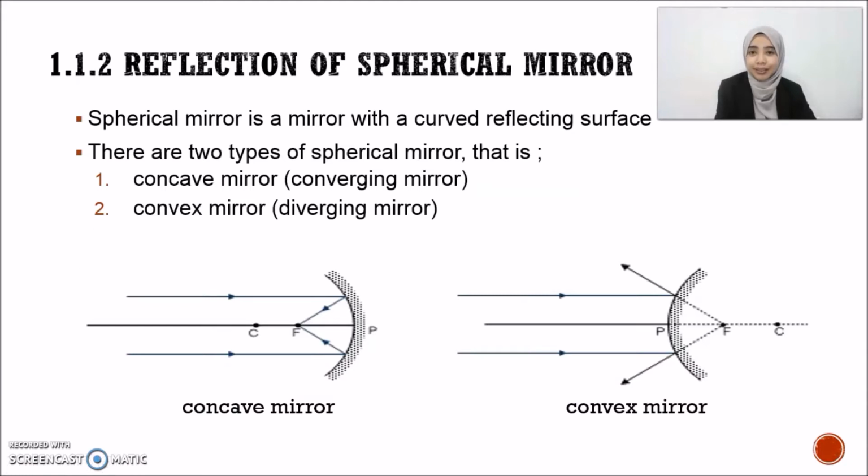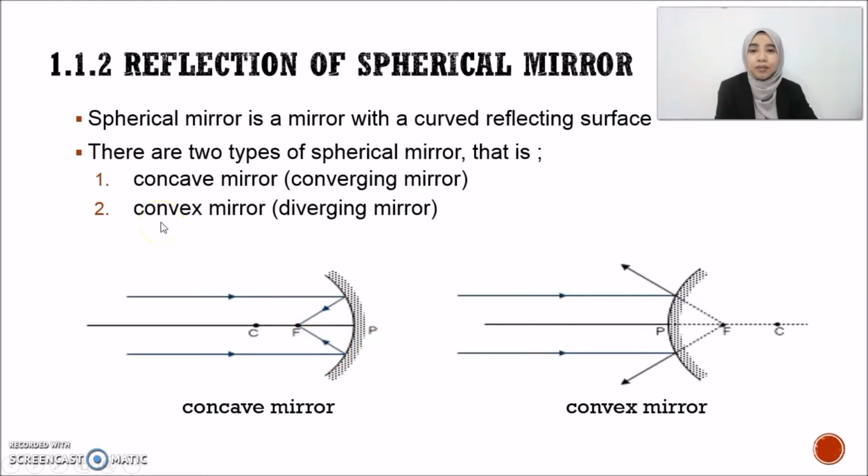Concave mirror is also known as a converging mirror. In bahasa Melayu, we call it cermin menumpu. You can refer to this ray diagram for a concave mirror. When the incident light rays are reflected from this mirror, they will converge at a point. Sinar cahaya yang dipantulkan oleh cermin ini akan menumpu pada satu point.